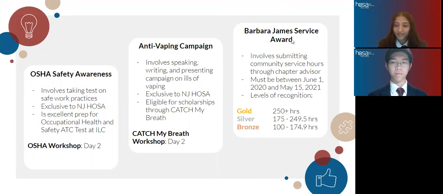As I said, the levels of recognition are gold, silver, and bronze. So for gold, it's 250 hours or more. For silver, it's between 175 to 249.5 hours. And for bronze, it's 100 to 174.9 hours. So definitely, if you have community service hours, or if you're involved in your community on a very high level, this is a great award to consider.